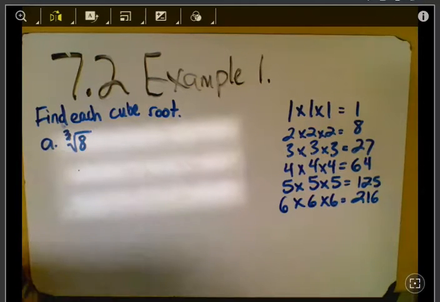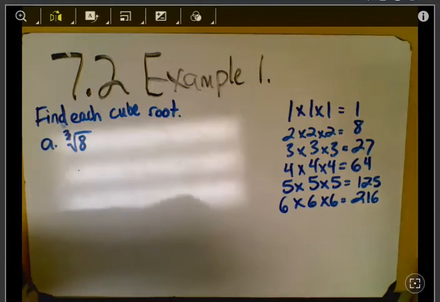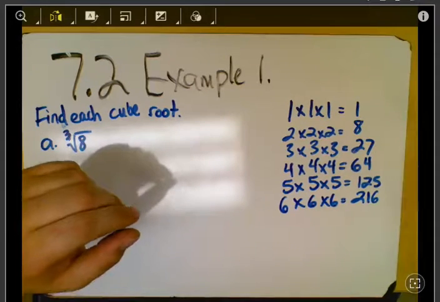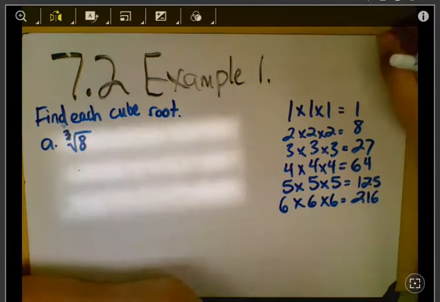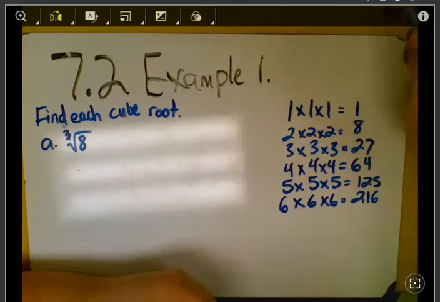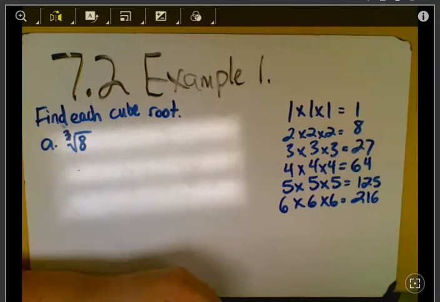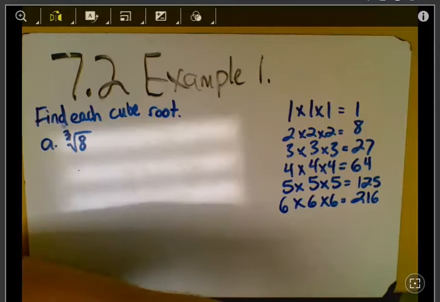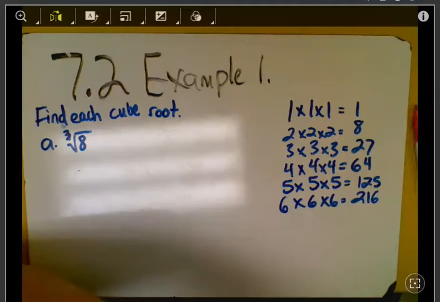Everybody. We're working on example 1 from 7.2. We're finding cube roots of numbers. On the previous page, it describes what a cube root is. A cube root of a number is a number that, when multiplied by itself and then multiplied by itself again, equals the given number. A perfect cube is a number that can be written as the cube of an integer.